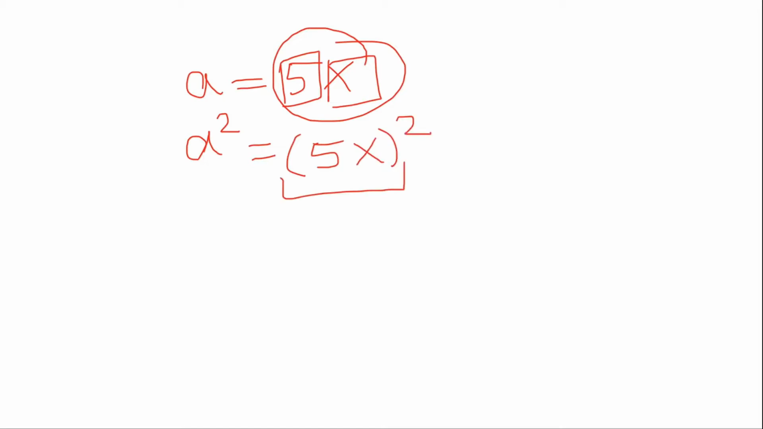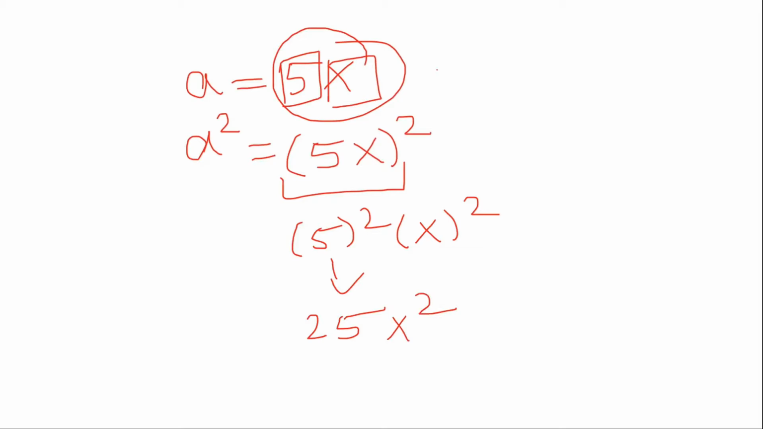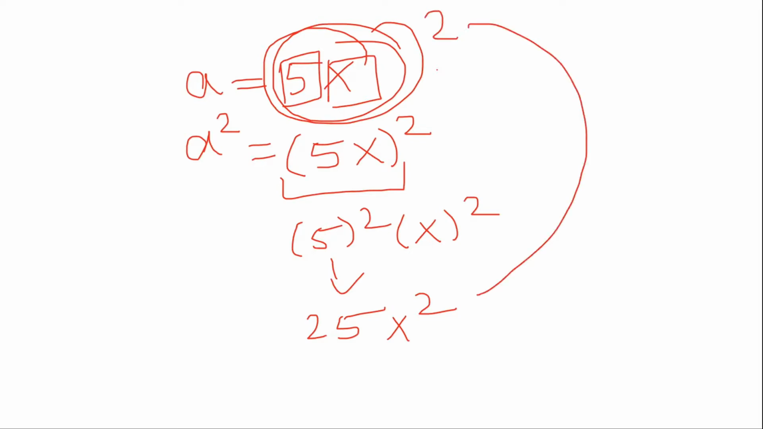And to simplify this, this is essentially 5 squared times x squared. Well, 5 squared is 25, and x squared is just x squared. That's why 5x, if I raise this entire thing to the second power, or if I square this, it should be equal to this. Did it make sense, Maggie, now? Yeah? No problem.